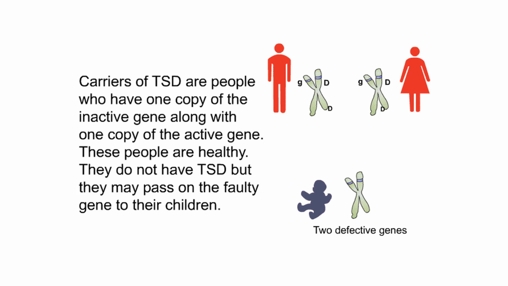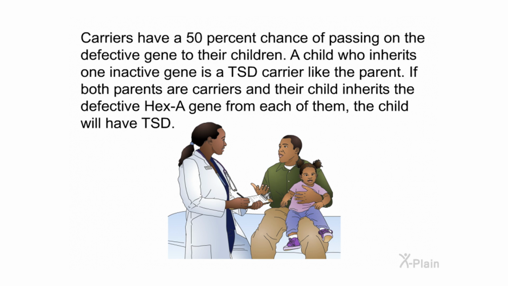Carriers of TSD are people who have one copy of the inactive gene along with one copy of the active gene. These people are healthy. They do not have TSD, but they may pass on the faulty gene to their children. Carriers have a 50% chance of passing on the defective gene to their children. A child who inherits one inactive gene is a TSD carrier like the parent.